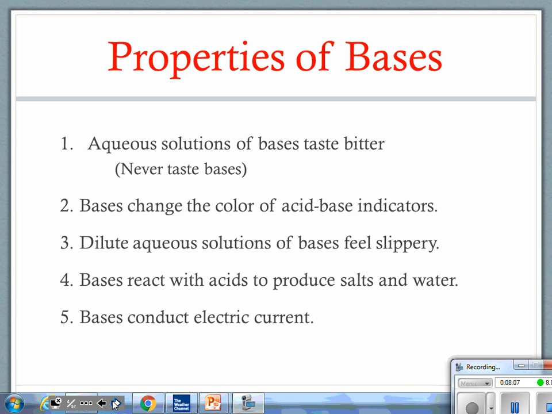It's a common misconception that acids are very, very dangerous, but bases aren't. That is a misconception. If you have a strong base, it is equally as dangerous as a strong acid. Okay? Now, aqueous solutions taste bitter. Has anybody ever got soap in their mouth? Okay? Is that a very good taste?